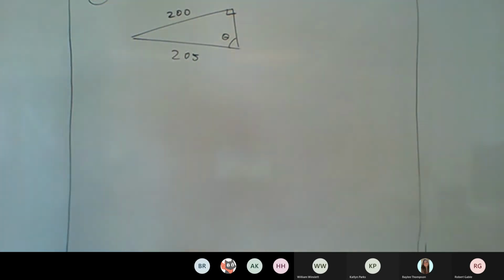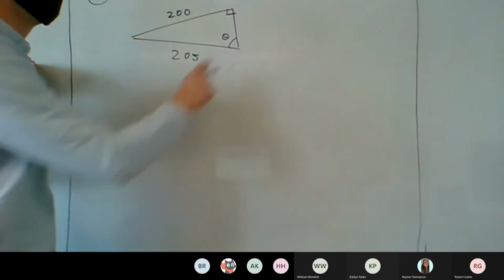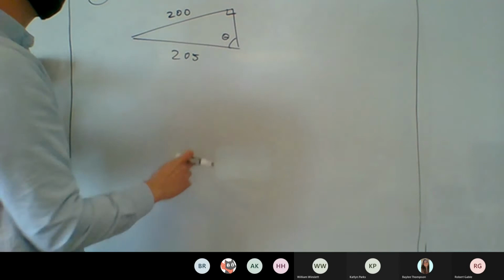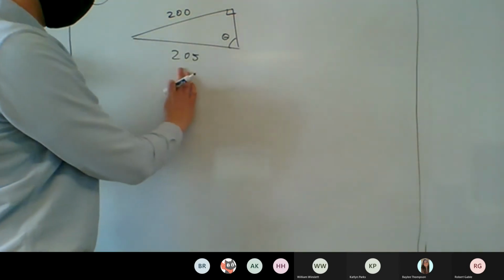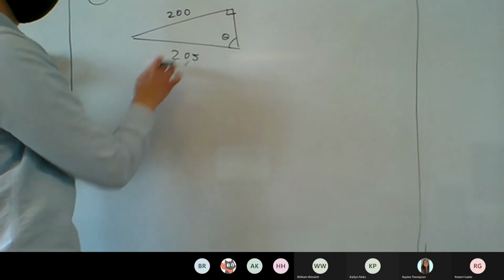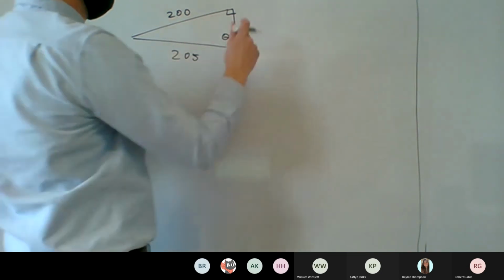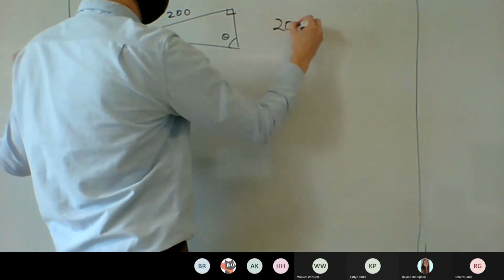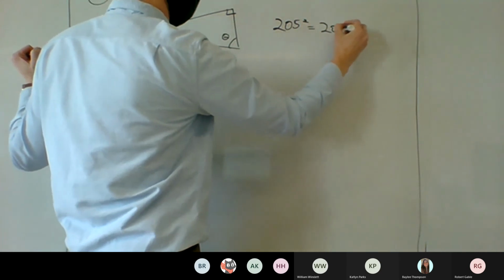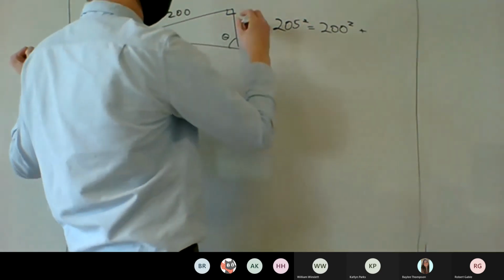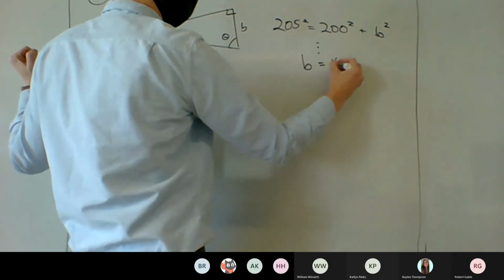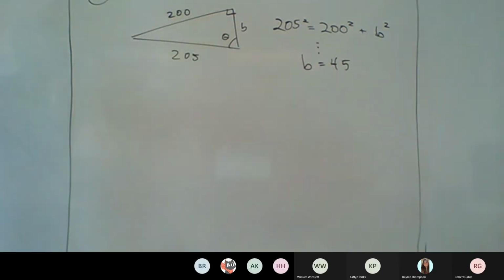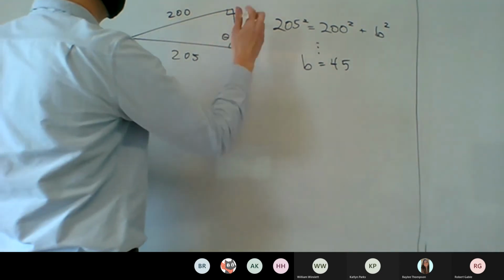All right, first thing I see is that this side is missing. So I can go ahead and use the Pythagorean theorem. I know that this side is my hypotenuse, right? Because it's across from the 90-degree angle. So it's going to be 205 squared is equal to 200 squared plus missing side I'll call b squared. B ends up being 45. Okay, so I'm going to call that 45 now.